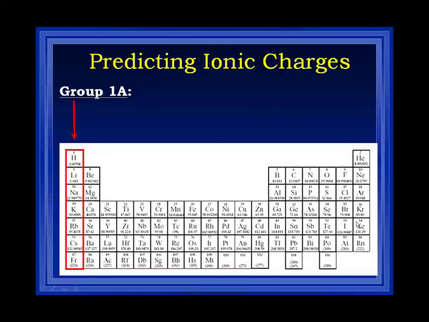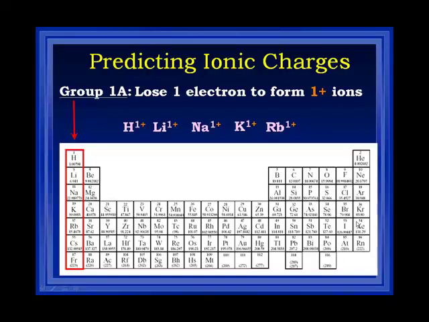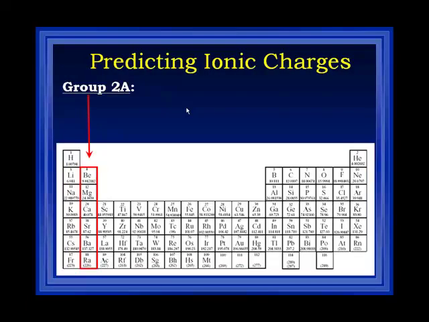Now, this should be review for you. You should be able to predict ionic charges based on where things are on the periodic table. If you have not written it on your periodic table, you want to do so now. Group 1A, they lose 1 electron and they form a +1 ion, like these here. A lot of times we skip writing the 1. We just write H+ or Li+. Chemists are lazy and they skip the 1s.